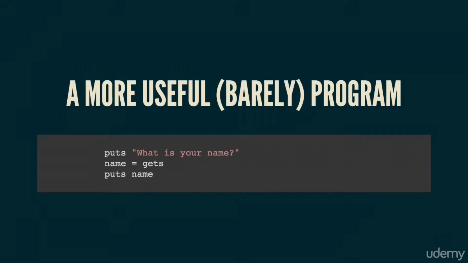So here we can see a slightly more useful program. It's still not particularly valuable, but we've got a few important concepts here that we're using. Firstly, we're printing something to the screen. You can see here we're printing, what is your name? Then, using our gets command to read input in, we're asking the user what their name is, and then assigning it to a variable called name. Then finally, on the third line, we're printing that value back to the screen using the puts command.